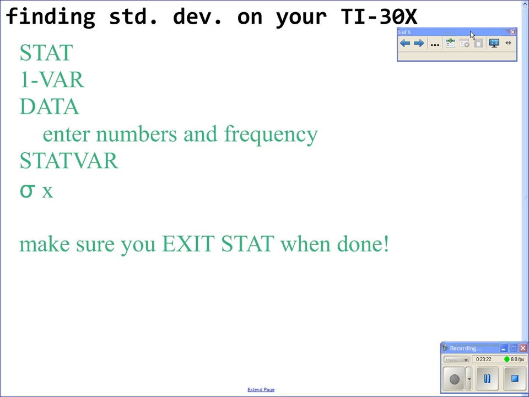So these are the steps. These are the buttons you're going to push. And this is step 5. So write them down first. Make them in caps because that's how it is on your calculator. Get used to seeing it that way. You're going to hit stat. You're going to hit one variable. Then hit data so we can enter the numbers. And then stat var is where you're going to get your answers.